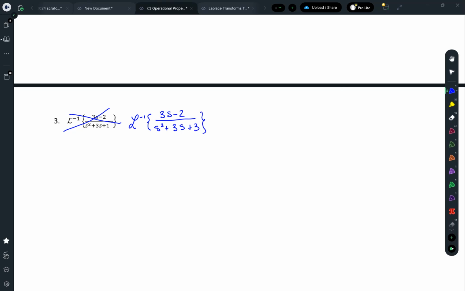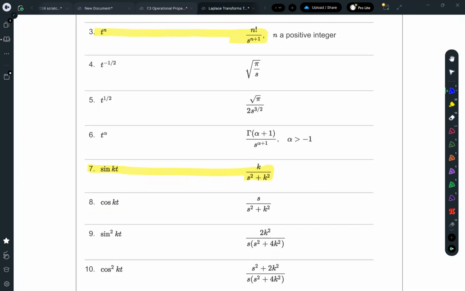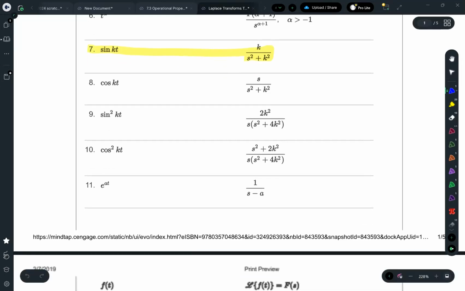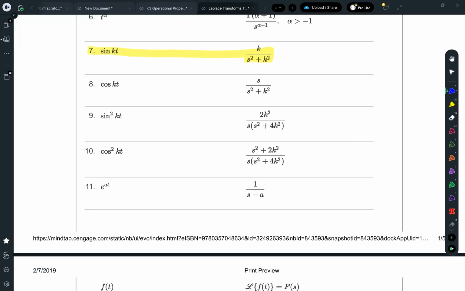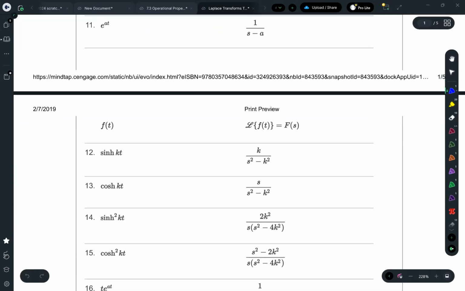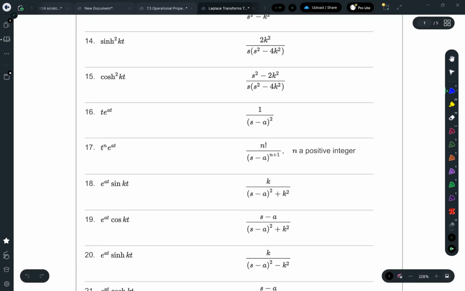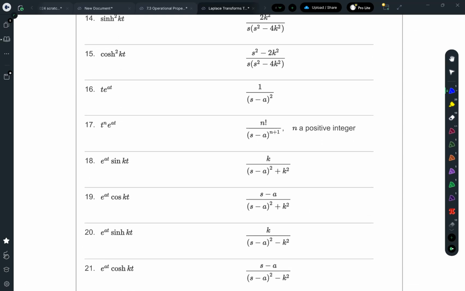All right. So normally what I would do is, let's look at the table and get an idea. I'm looking at the right side column for functions in s that look similar to what I have, the 3s minus 2 all over s squared plus 3s plus 3. I'm focusing on the denominators, and right now I don't see any quadratics with all three terms in the denominators. And so I'm thinking, oh, maybe 18 or 19 is going to help me.